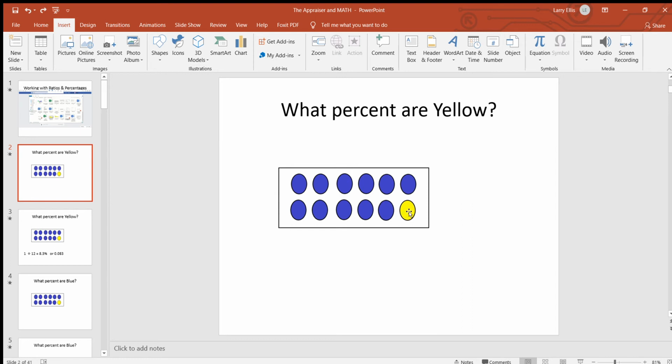So here we've got 1 out of the whole group, 100% being 12, and we want to solve for the answer. To do that, we're going to take 1 yellow and divide it by 12 total, which yields 8.3%, or 0.083. And notice we can express that percentage 2 ways. We can express it as we normally say, 8.3%, or we can write it numerically as a decimal equivalent, where we move the decimal places.